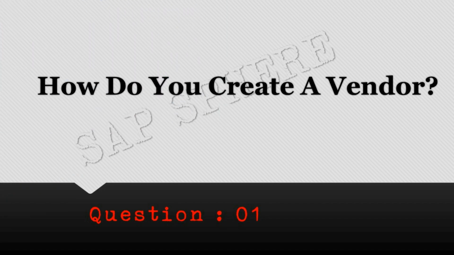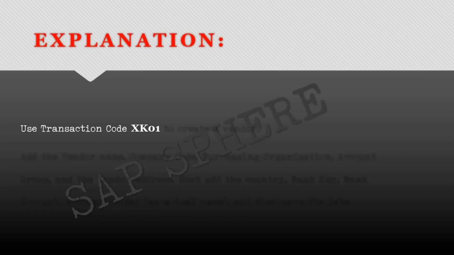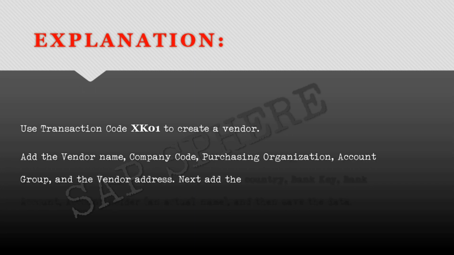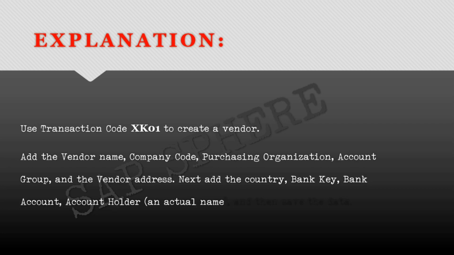How do you create a vendor? Use transaction code XK01 to create a vendor. Add the vendor name, company code, purchasing organization, account group and the vendor address. Next, add the country, bank key, bank account, account holder with actual name and then save the data.